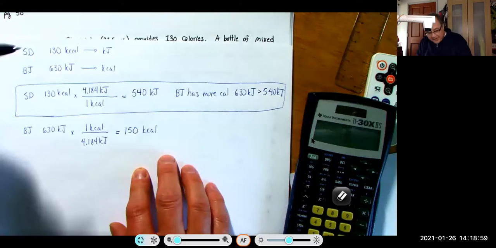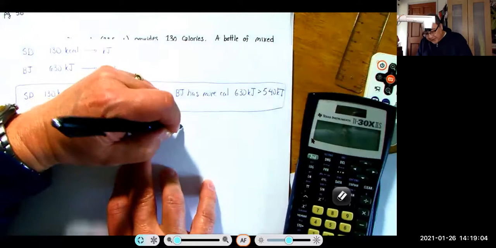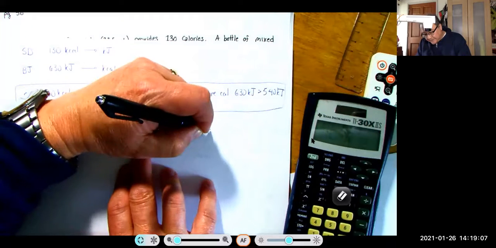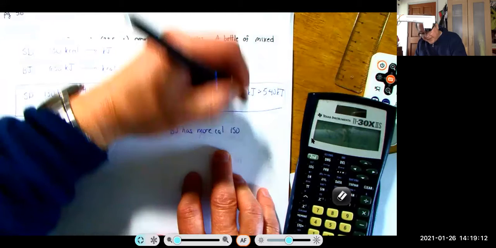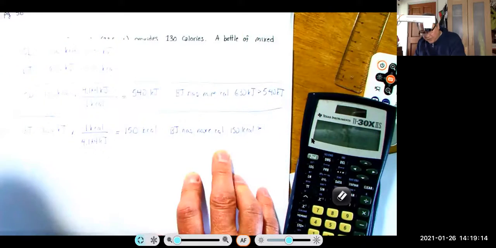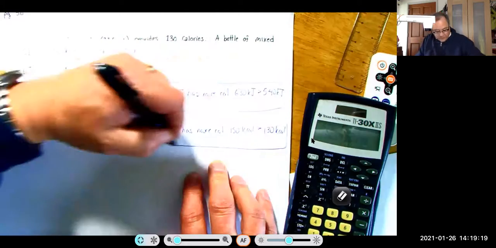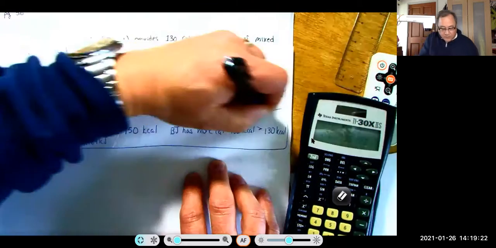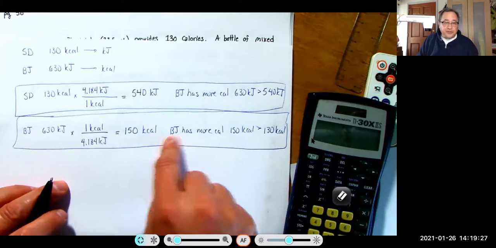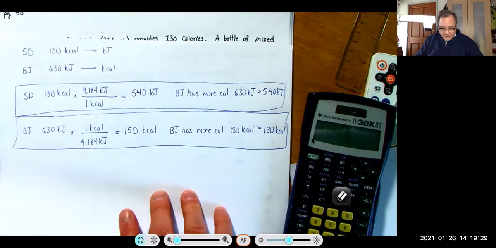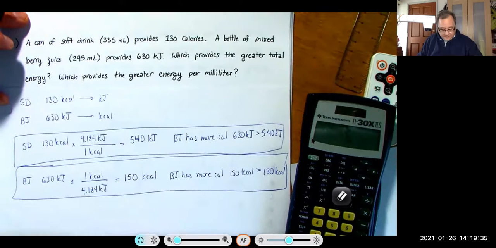And here we're going to say that based on these results, berry juice has more calories because 150 kcals is greater than 130 kcals. So it doesn't matter whether we turn things into kilojoules or kcals, we get the same result. The berry juice has more. Now let's move on to this next part, which provides the greater energy per milliliter.